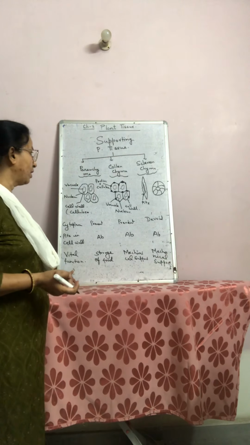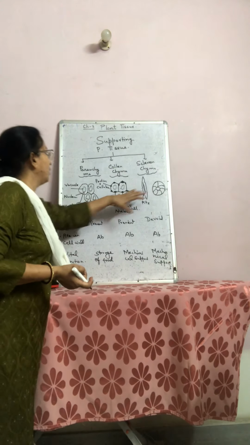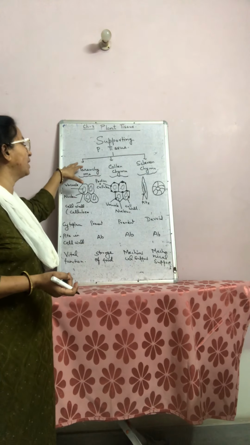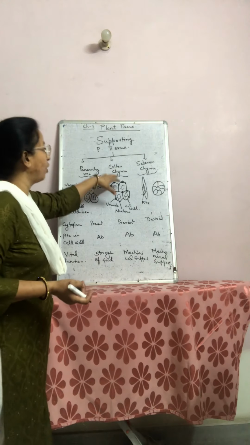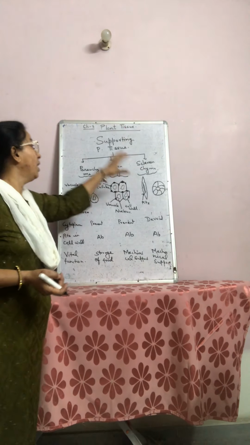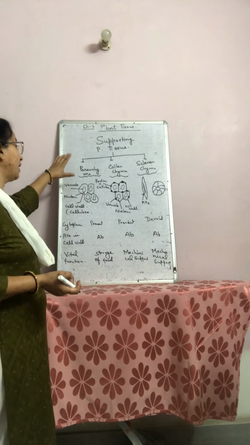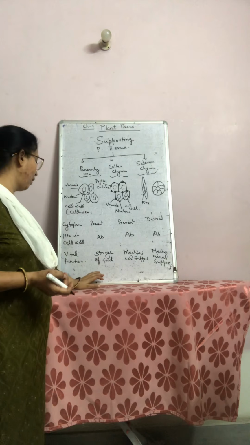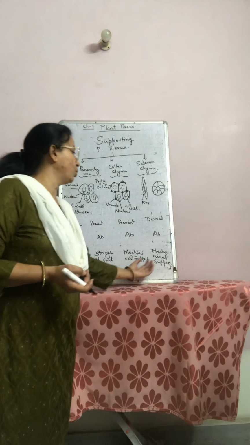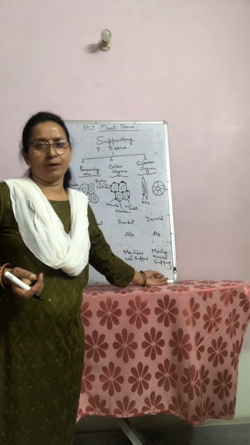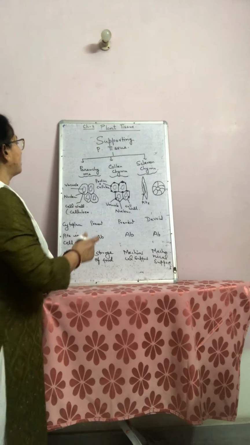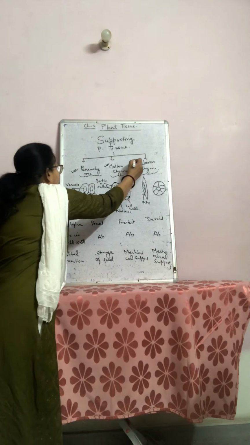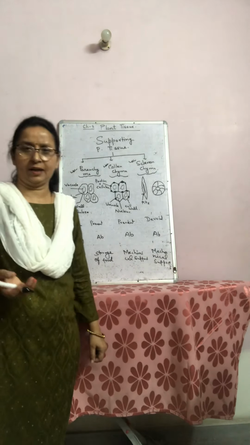Now come to the vital function. All these are mainly for mechanical support: parenchyma, collenchyma and sclerenchyma. But other than mechanical support, parenchyma also performs storage of food. These two are mainly for mechanical support. In this session, we will start one by one, parenchyma, collenchyma and sclerenchyma, in somewhat more detail. Thank you.